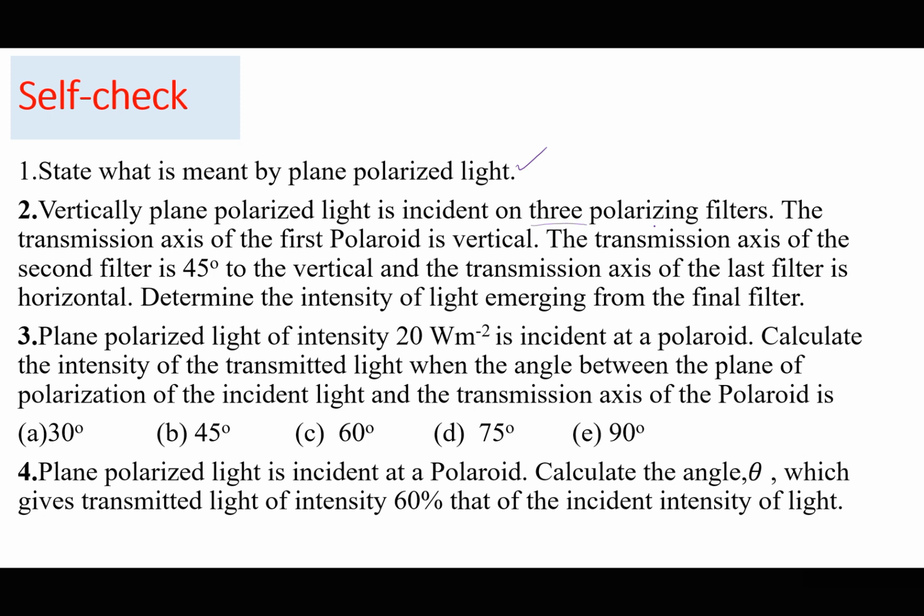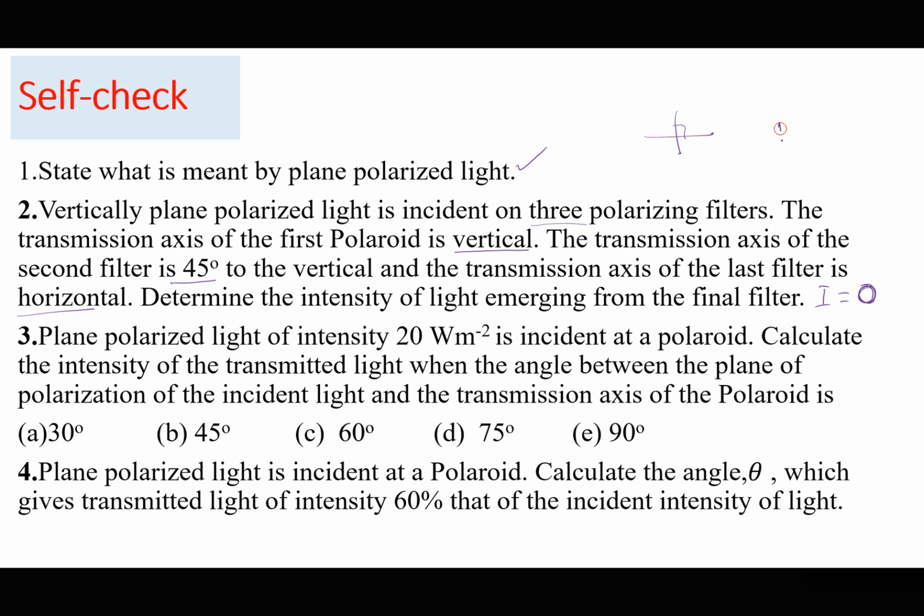There are three. The transmission axis of the first polaroid is vertical. The transmission axis of the second filter is 45 degrees to the vertical, and the transmission axis of the last filter is horizontal. Determine the intensity of light emerging from the final filter. So without calculation, the final intensity is 0, because if the first one is vertical and the final is horizontal, this angle is going to be 90 degrees, so the final is going to be 0.